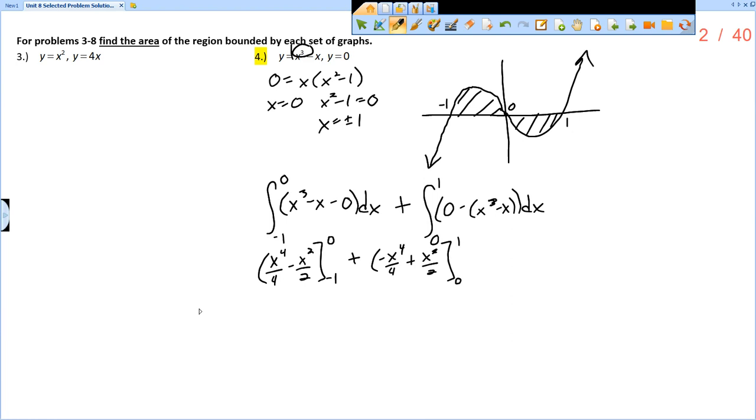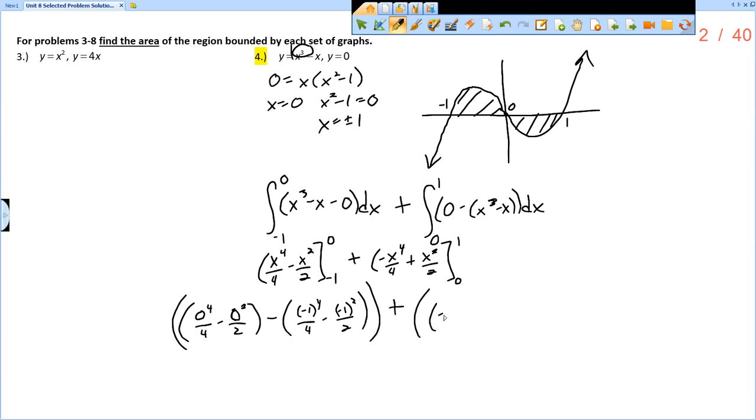All right, so I'm going to evaluate with 0. So I get 0 to the fourth over 4 minus 0 squared over 2, then minus -1 to the fourth over 4 minus -1 squared over 2. All of that is the first integral, then plus the second integral. So I've got the negative, then I've got 1 to the fourth over 4 plus 1 squared over 2, then minus, and then I've got negative 0 to the fourth over 4 plus 0 squared over 2. All right, so now obviously the parts with 0 go away.